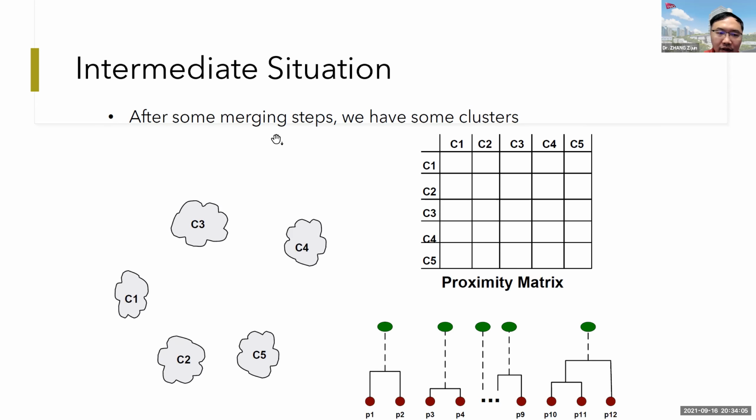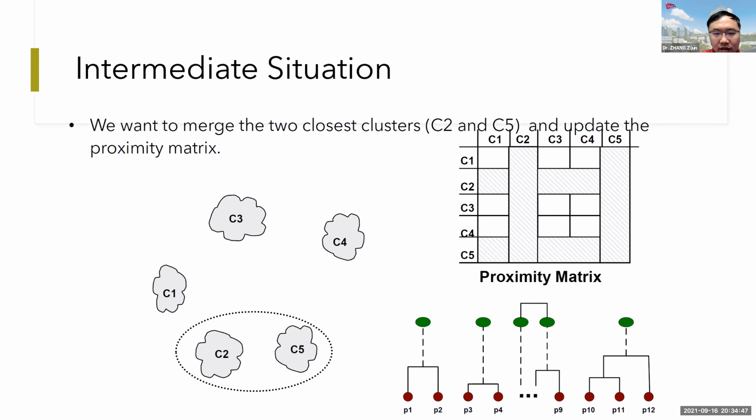The complexity comes from the intermediate situation. After some merging steps, now we have some clusters rather than data points. For example, here we already group P1, P2 as one cluster, P3, P4 as another cluster, and P10, P11, P12 as another cluster. So you now have 5 clusters. Each cluster has a number of data points. Then how can we determine the proximity among the clusters? The key issue here is the selection of distance measures.